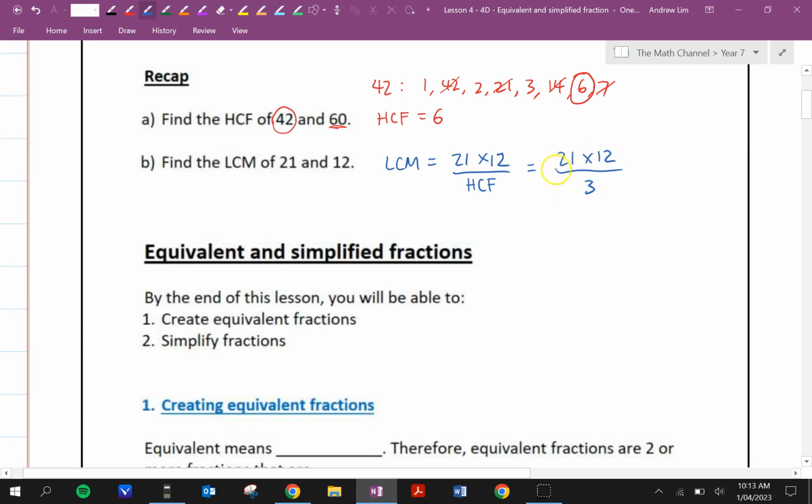So what is 21 divided by 3? It's 7. 7 times 12 is 84. So that's the lowest common multiple of 21 and 12. 84.